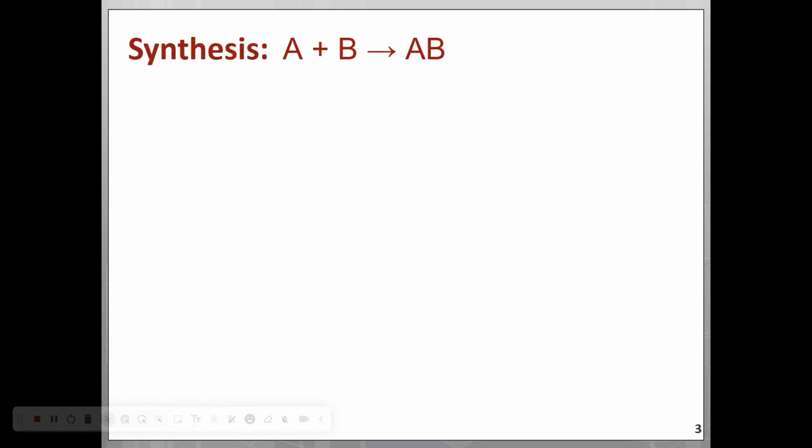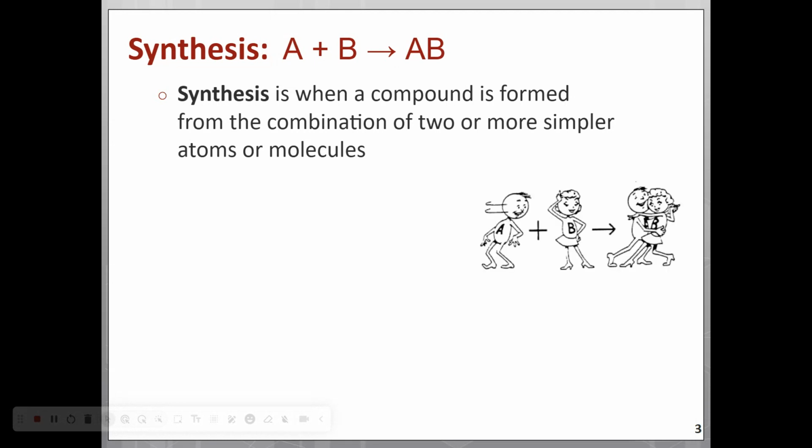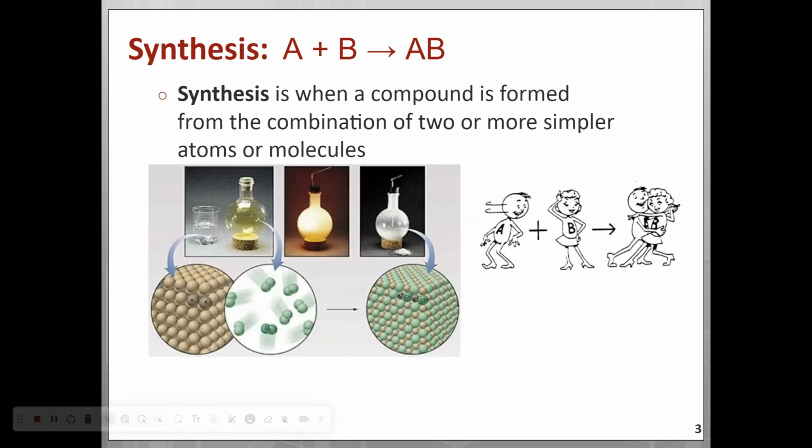So, first reaction type is called synthesis. The generic form here is A plus B yields AB. More professionally, it is when a compound is formed from the combination of two or more simpler atoms or molecules. A very silly cartoon here is showing two people who are attracted to one another and then begin to dance. So two individuals then make one group after the reaction.